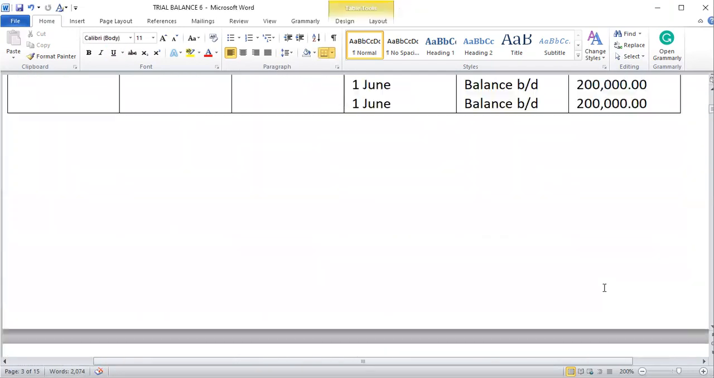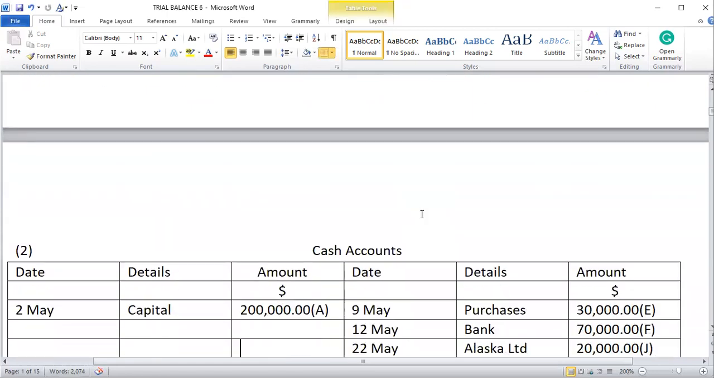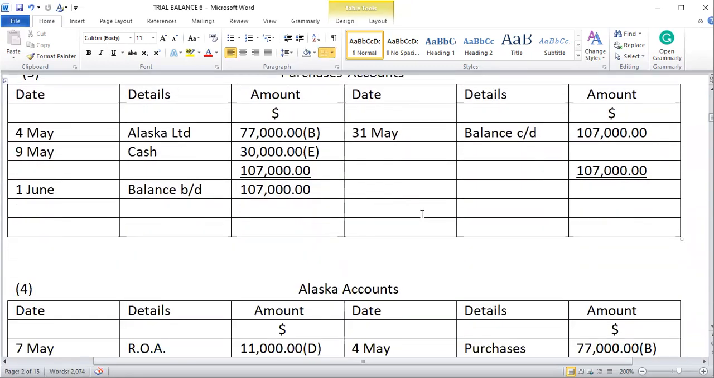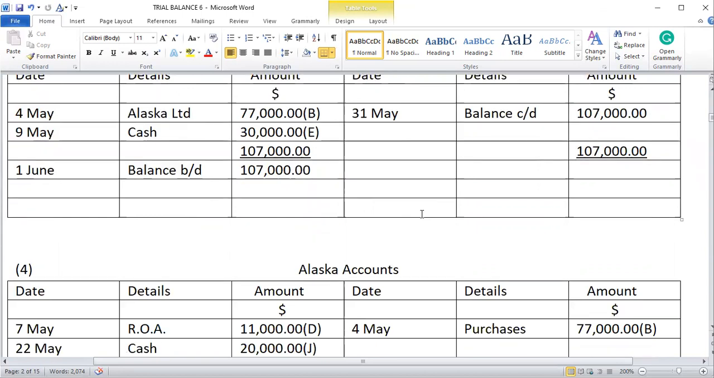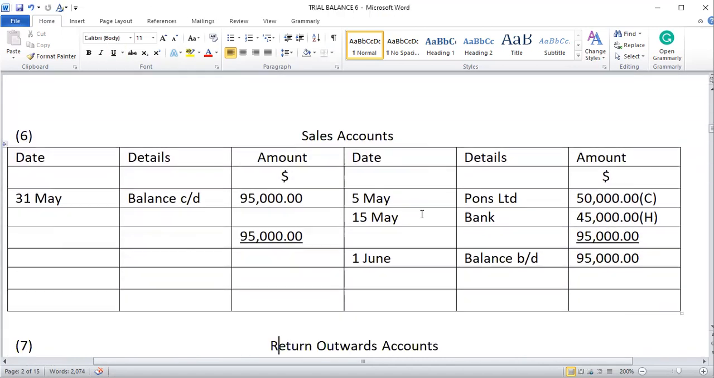For time's sake, I can't go through all the transactions, but that's how we do them. After the transactions, I've indicated how the double entry should be done, then the ledgers. So I have all the ledgers indicated with that particular transaction in brackets, whether it's B, A, and so forth. So I've done all the entries.